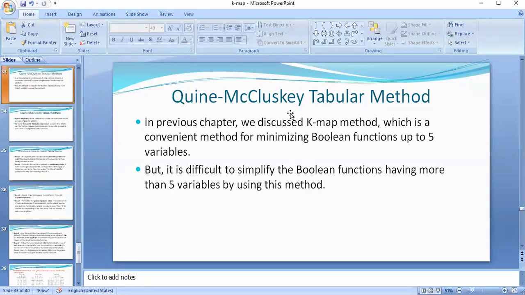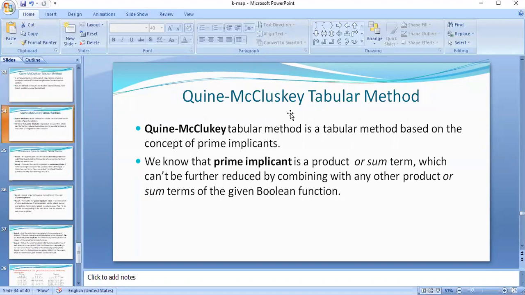If the number of variables increases more than 5, we go through the tabular method or QC method to get the simplified or minimized Boolean expression. So what is QC method or tabular method? The tabular method is based on the prime implicants and essential prime implicants concept. So what is prime implicant?